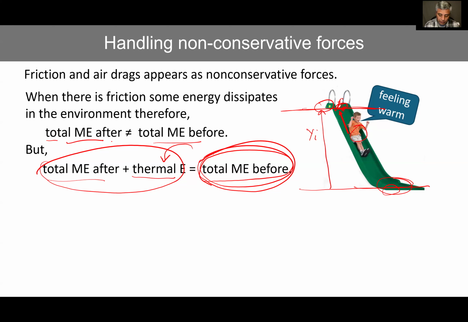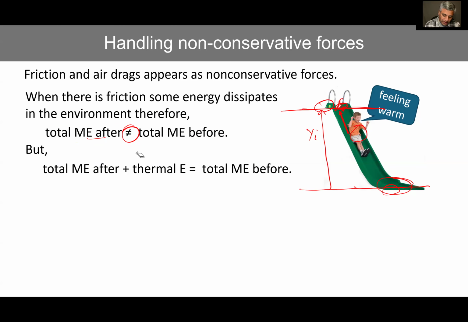So for example, here we missed the thermal energy. Because of that, they were not equal. See the sign here, not an equal sign, right? So once we include that thermal energy, now the total energy after and the total energy before are equal. Remember, when the kid is not sliding, there is no thermal energy. So that's why we don't need to write thermal energy here. Okay, so we don't need that thermal energy.